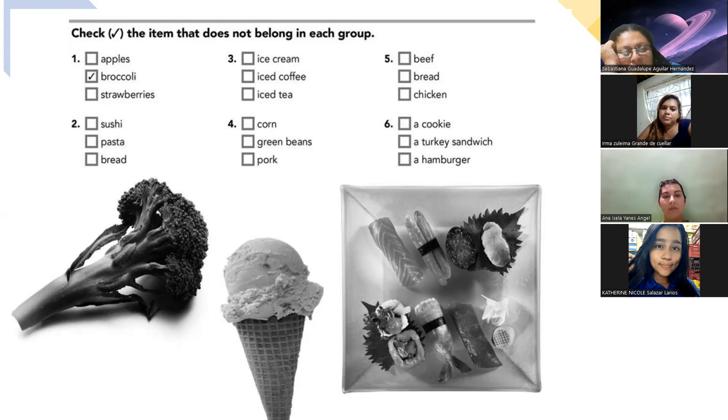What is something that is not? I'm sorry, in number two. Oops, I forgot number two. What is something in number two that is not? Sushi. Sushi, very good, right? Sushi, because we have pasta and bread. Very good. Number three.